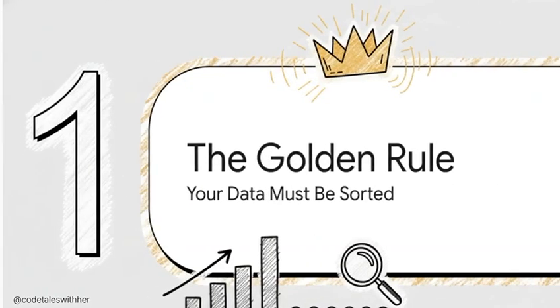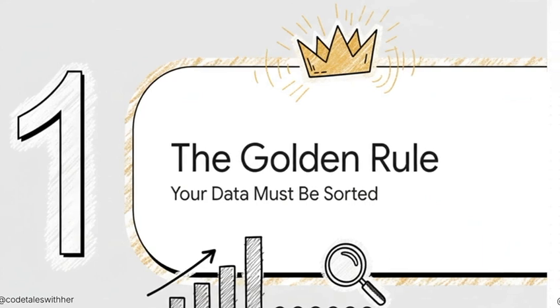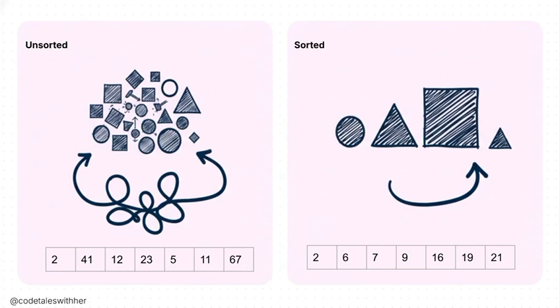The golden rule of binary search is that your data must be sorted. This is an essential prerequisite for the algorithm to work efficiently. As you can see here, if the data is unsorted, binary search cannot be applied directly. It must be sorted first to function correctly.